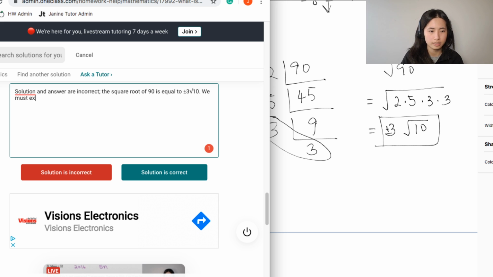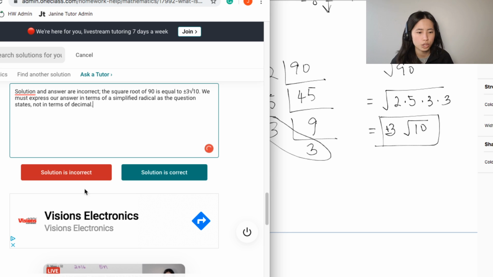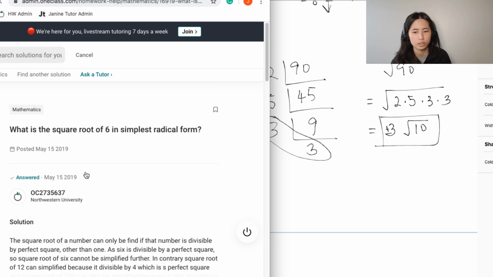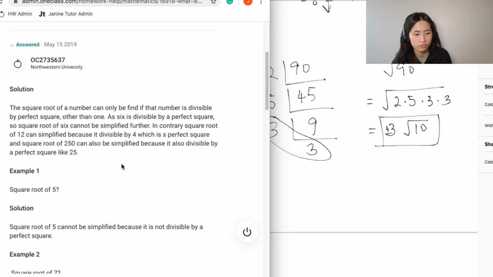We must express our answer in terms of a simplified radical, as the question states, not in terms of decimal. Okay, solution is incorrect for this one because we're supposed to express this in radical form.